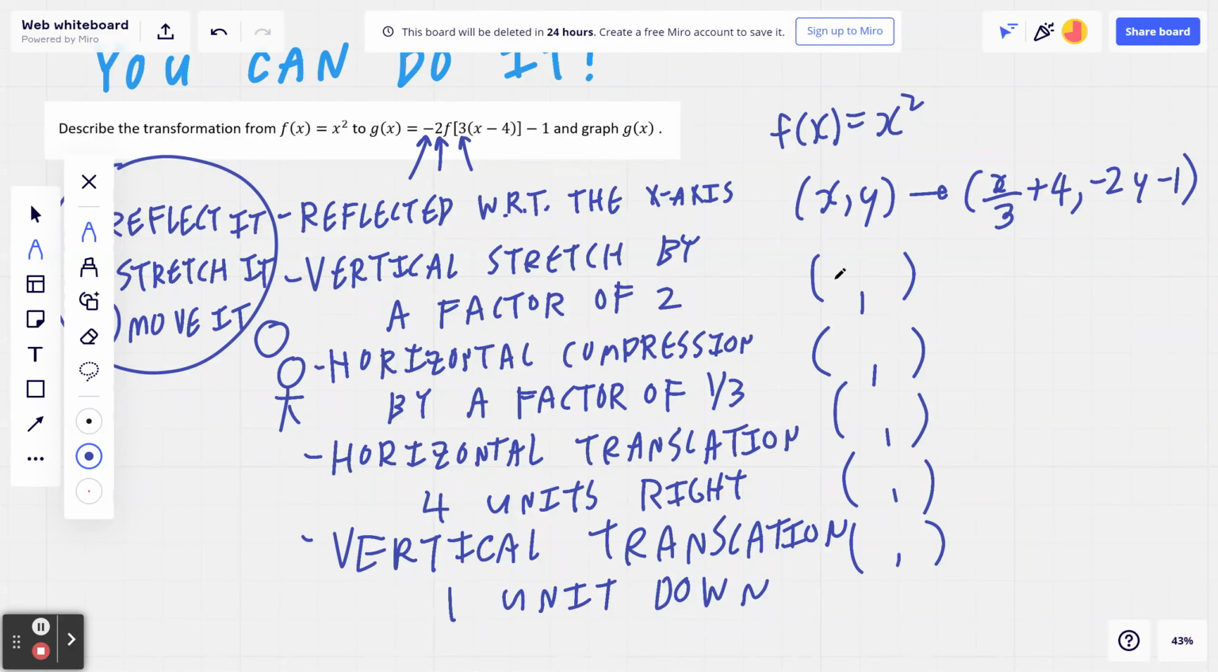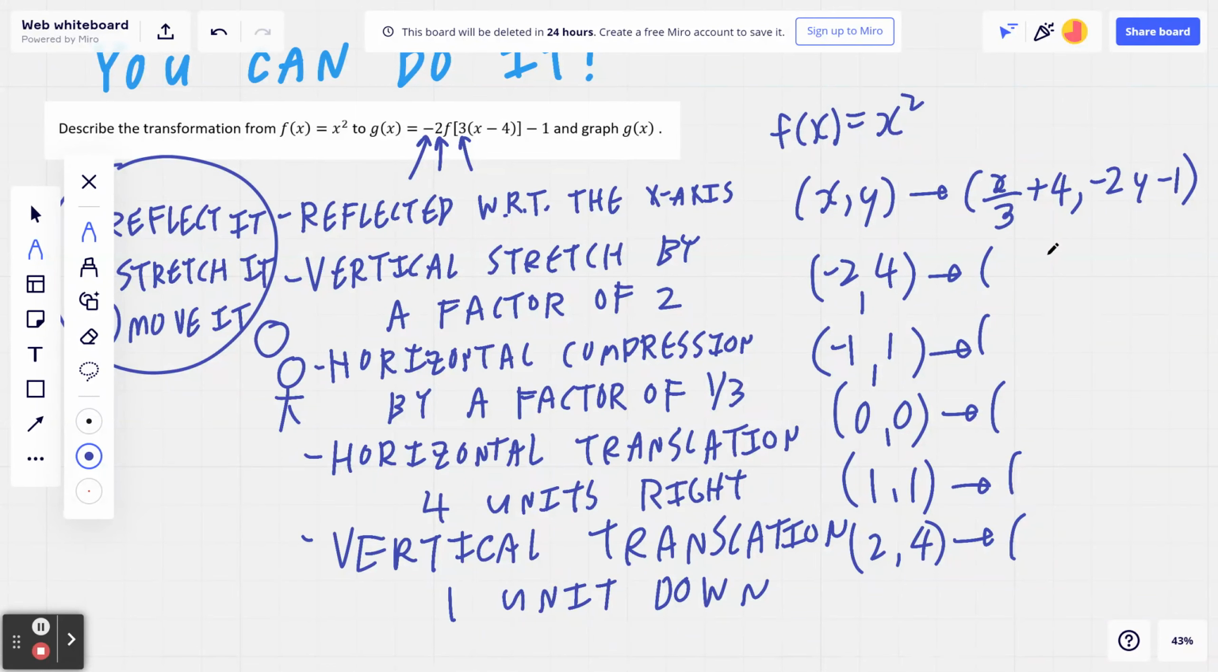You can think of the 5 basic points, something that you've learned back in grade 10 math. So for example, (0, 0), (1, 1), (2, 4). On the other side, it will be (-1, 1), (-2, 4). This is where you can do a little bit of mental math, or if you prefer using a calculator, that's okay as well. You plug in negative 2. So that's going to be negative 2 divided by 3 plus 4. So that's going to be 12 minus 2. That's going to be 10 divided by 3.